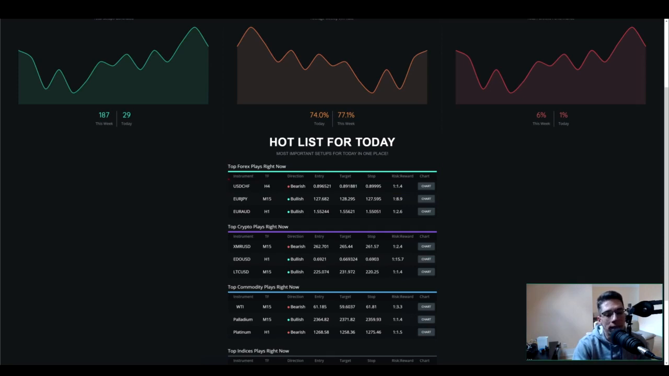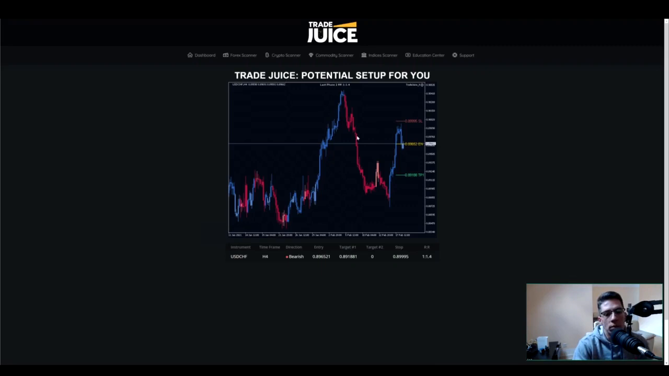Every single trade idea comes with the instrument name, the time frame where we found that signal, and the direction, bearish or bullish. Let's say either we want to buy or sell, entry point, target, stop, and a risk reward. Also, you have the chart so you can get everything that you need. So if we click here, what we see here is the dollar Swiss franc. And the same thing that you see here is displayed over here, just more as a visual representation of what we are looking to do.